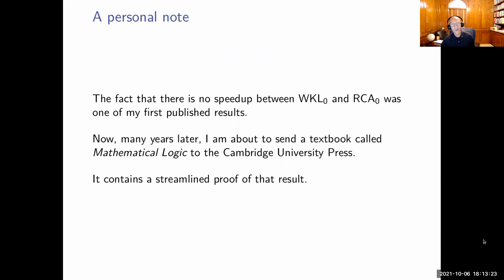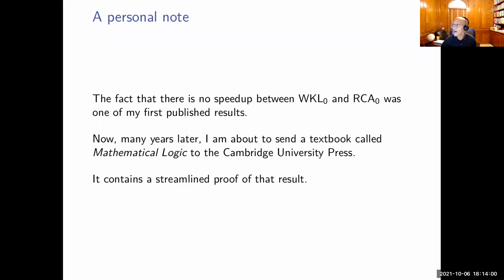Just on a personal note, as I said, the fact that there was no speed up between WKL naught and RCA naught is one of my first publications. And now, as Tom mentioned, I'm about to send a textbook off to Cambridge University Press. And in that textbook, I wanted to find a proof of this result. But it's an elementary textbook, so I didn't want to have to build up a whole lot of machinery and so on. So this prompted me to find the nicest proof that I could find of the result, and that's what I'm aiming to get to today.